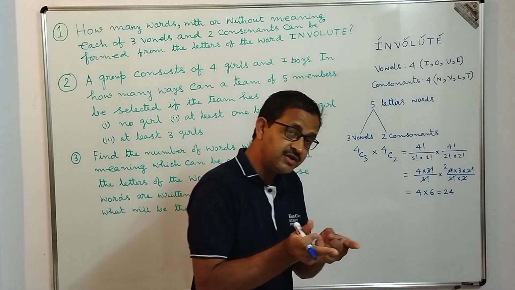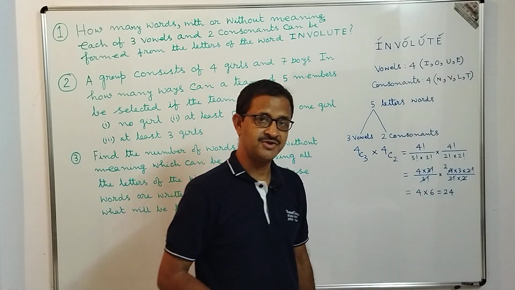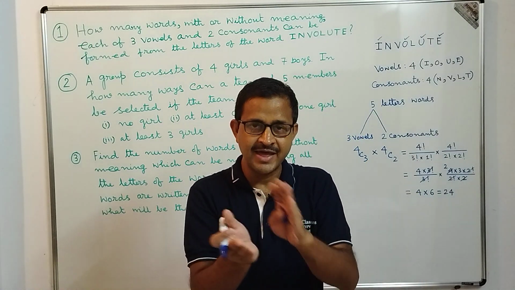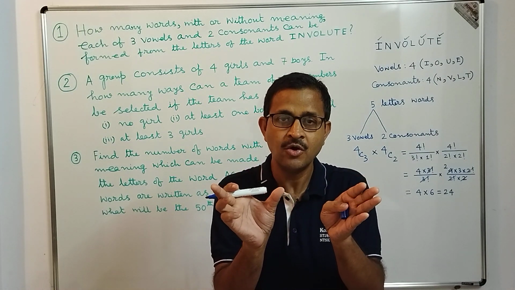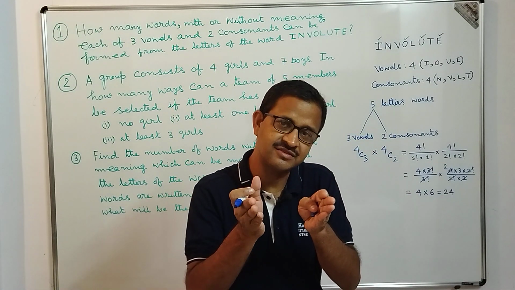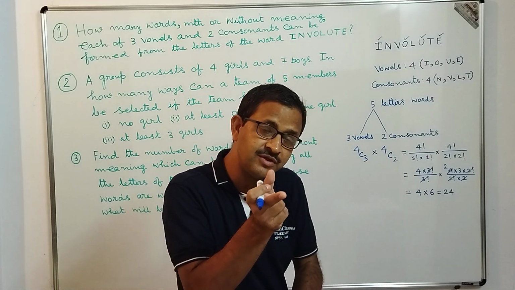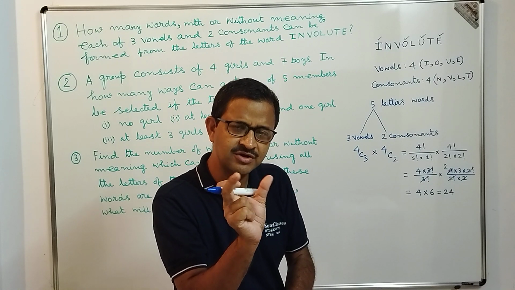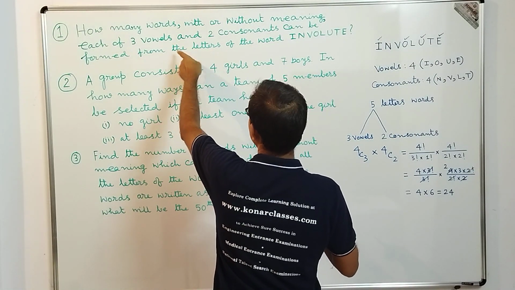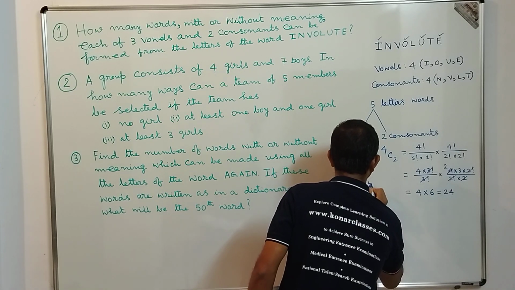Now 24 is the number of ways of selecting 3 vowels and 2 consonants. Once these 3 vowels and 2 consonants are selected, we can arrange them to form different words with or without meaning, and each of these selections has how many letters? 5 letters. Out of those 5 letters, 3 are vowels, 2 are consonants. So in how many ways can we arrange these 5 distinct objects? 5 factorial. So the answer to this question, how many ways we can form the words, should be 24 into 5 factorial.